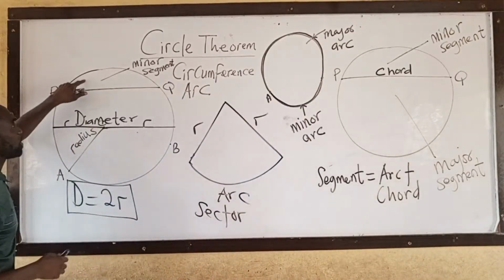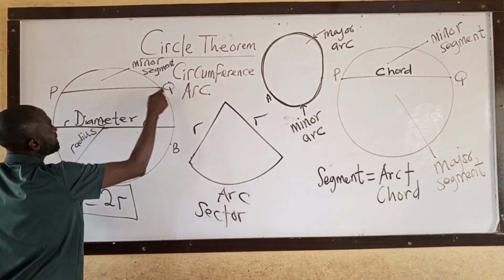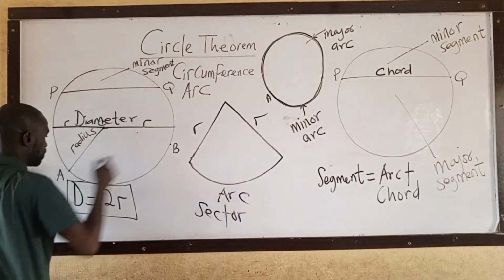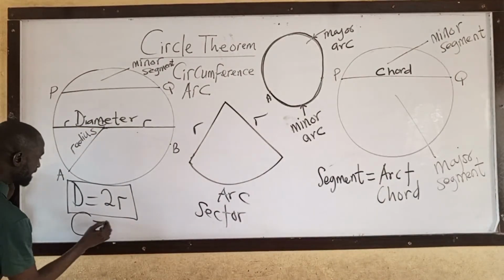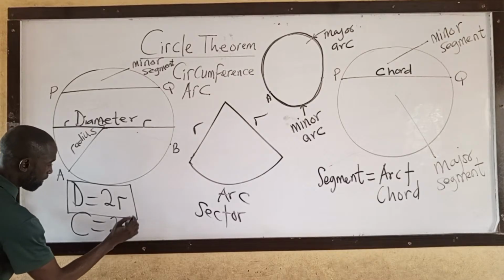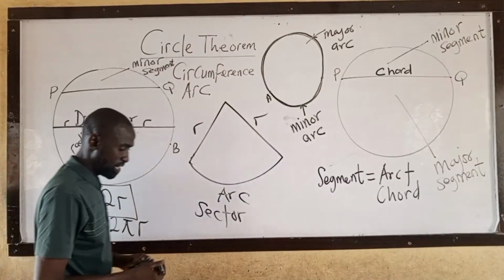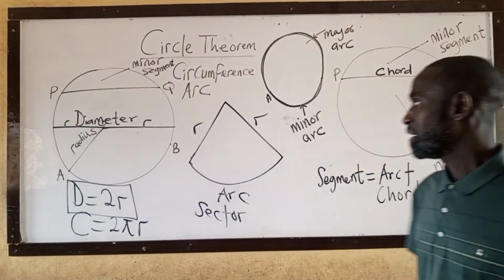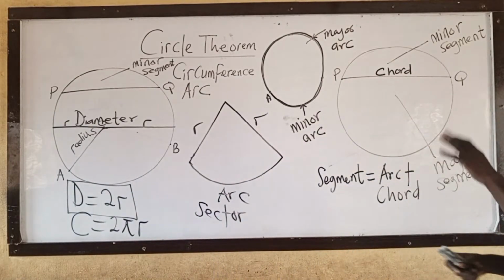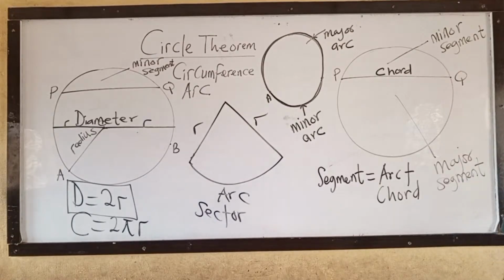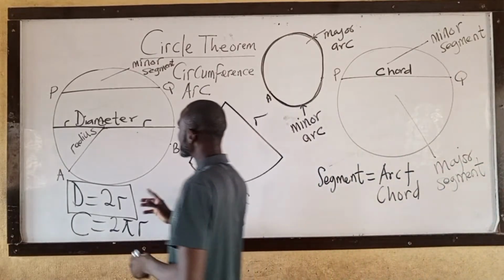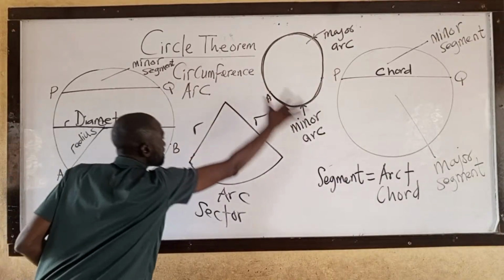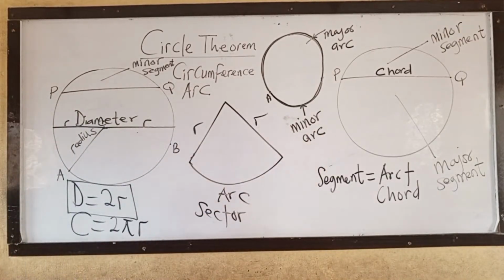Then what is the circumference of the circle? Look, circumference is the distance around the circle. The circumference of the circle has the formula 2πr. That's the formula for the circumference of a circle. So I think enough of that. Let us now discuss the major thing that we want to discuss. But before that, these are the key things that you must know as far as the circle is concerned.